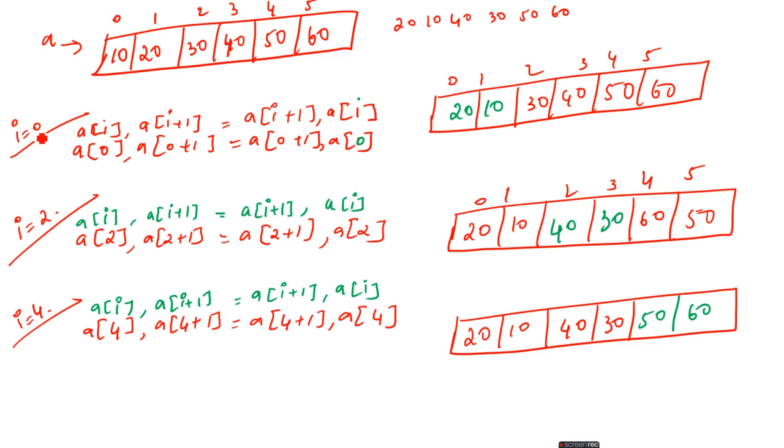So first we will take the value of I as 0. Then we swap A of 0 and A of 1. A of 1 means A of 0 plus 1. Then we have swapped the adjacent values. Then the list will be like this: 20, 10, 30, 40, 50, 60.